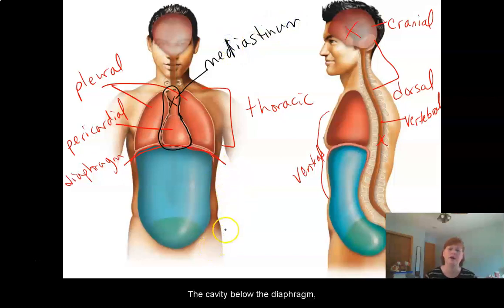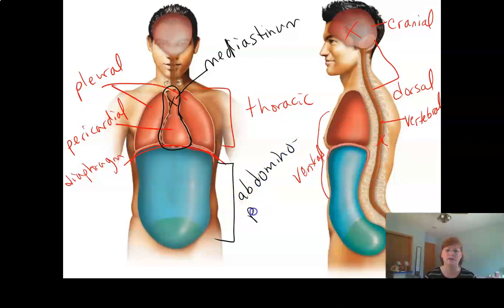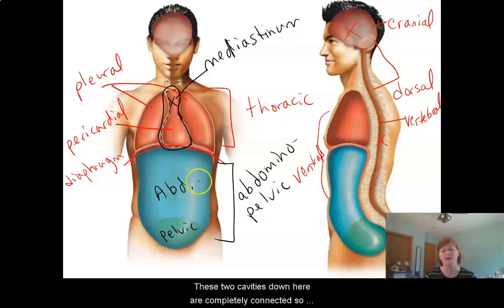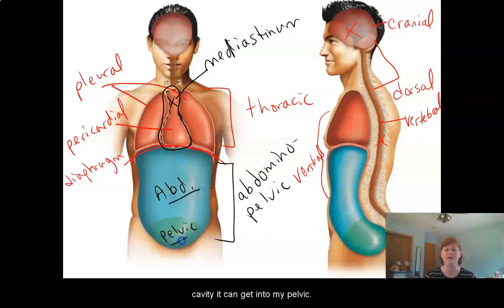The cavity below the diaphragm, this whole thing here, is the abdominopelvic cavity, and it can be divided into abdominal and pelvic. Now, these two cavities down here are completely connected. So if you have something that's leaking in my abdominal cavity, it can get into my pelvic cavity. However, it cannot get up into the thoracic cavity. And my pericardial and pleural cavities are also separate from each other because of membranes.